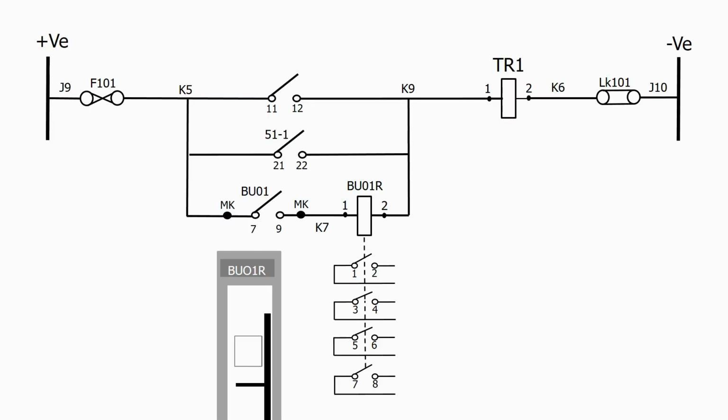Here we have a typical trip relay circuit with three initiating contacts. The Buchholz initiating contact has a series flag. Let's now initiate the Buchholz contact.